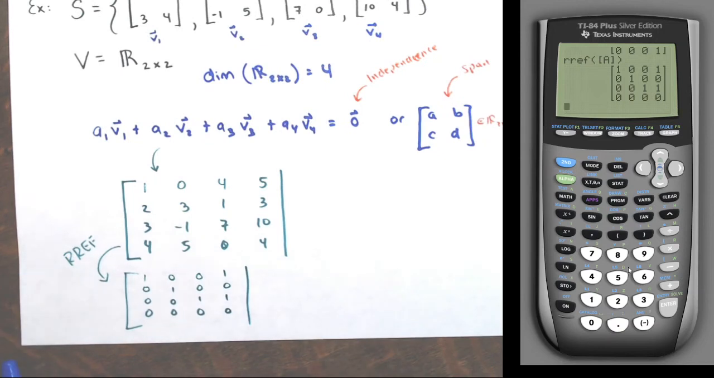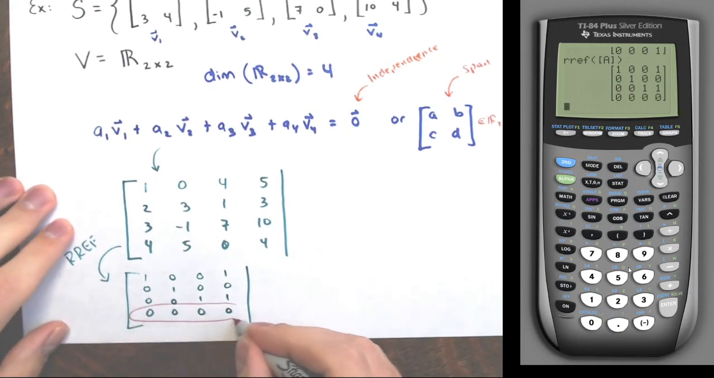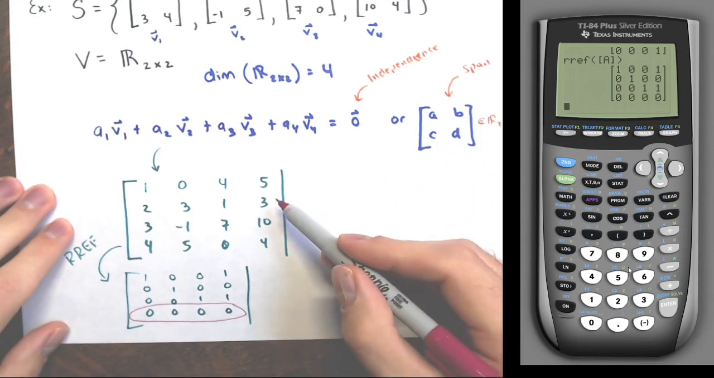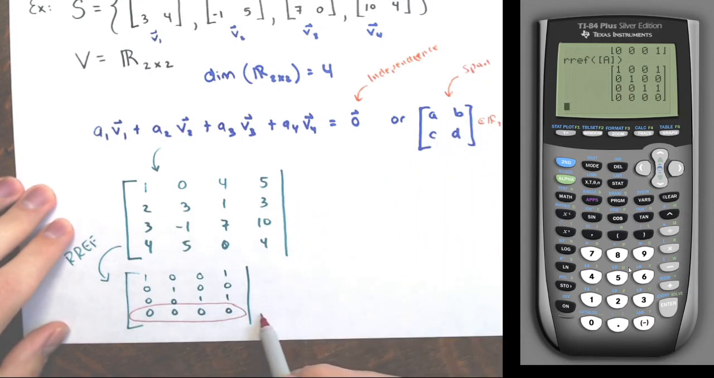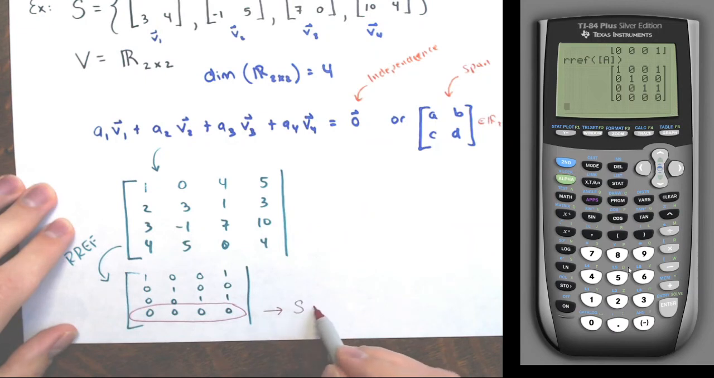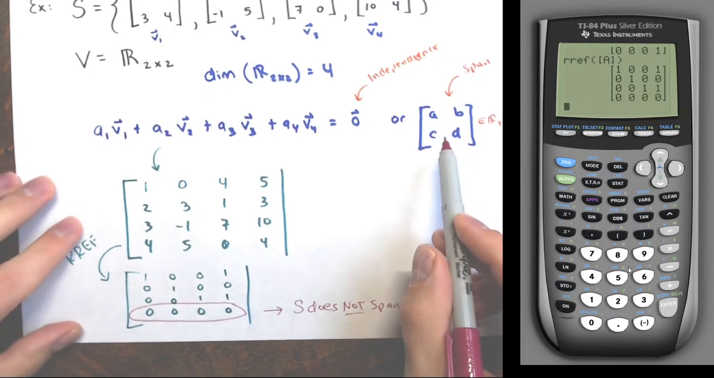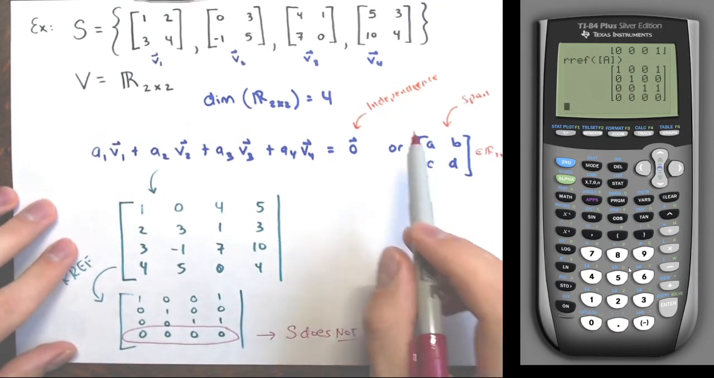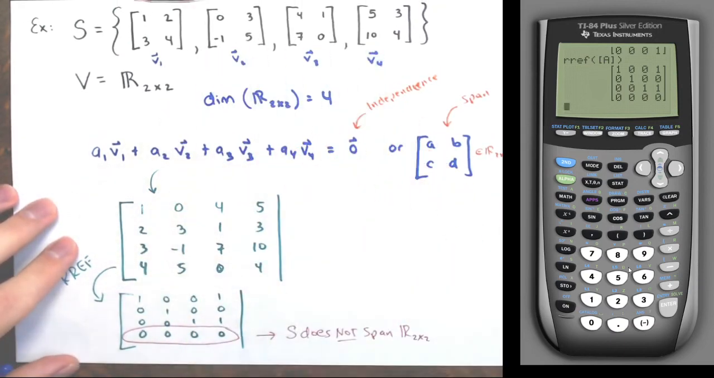Alright, so again, a row of zeros. If I put the a, b, c, d over on this side, there would be some scenarios where the other side of the equal sign wasn't a 0. There would be some values of a, b, c, and d that would make a nonzero entry over here when I perform the row operations, and this system would have no solution. So there'd be some vectors that can't be written as a linear combination. Therefore, S does not span R2 by 2. There are some 2 by 2 matrices out there that cannot be written as a linear combination of these four.